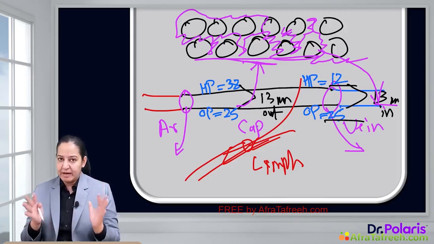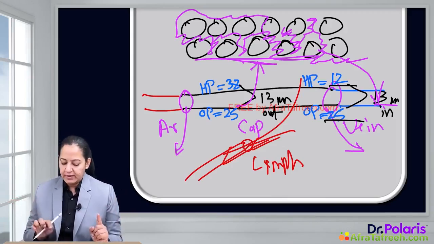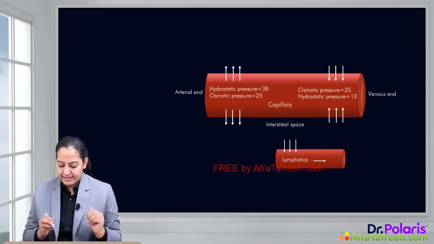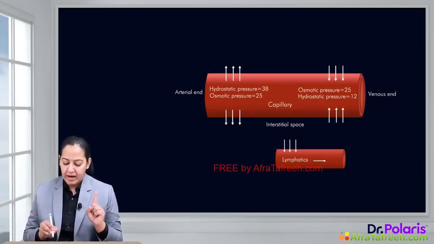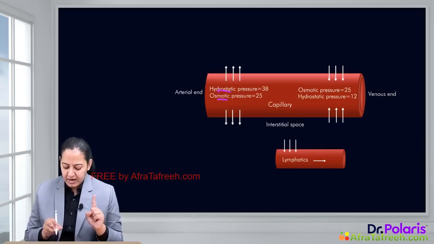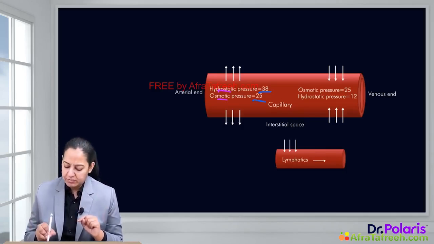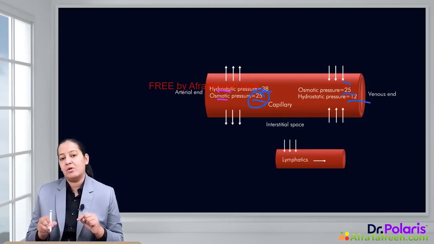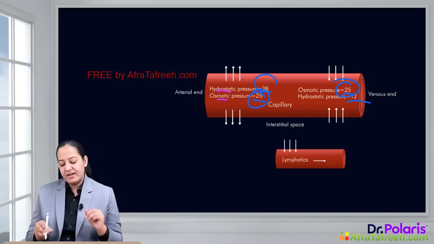Now whatever I have explained on this slide, I will show you how to write in the exam in theory. So you can see the same diagram here which I have drawn for you from a book. You can see the arterial end, you can see the venous end. At the arterial end you can appreciate the hydrostatic and osmotic pressure. Please appreciate the values. Hydrostatic is 38 and osmotic is 25. At the venous end of the capillary, again hydrostatic and osmotic pressure, appreciate the values. Osmotic is the same, it is 25 here also, but hydrostatic pressure is different. At the arterial end it is 38, at the venous end it is 12.